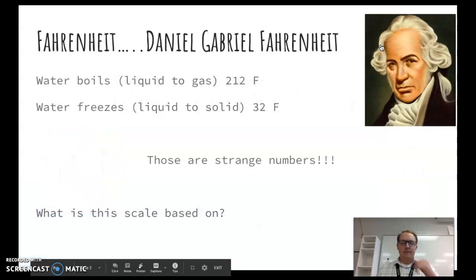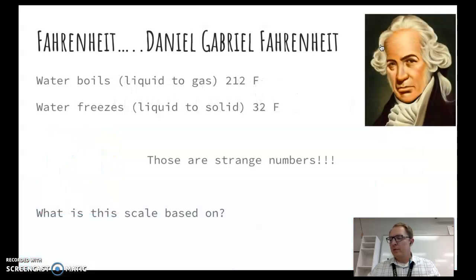Measuring the temperature has been something that people have been doing for many years, right? But we have three main scales. Here's the first one that you're probably the most familiar with if you're from this country. Fahrenheit, meaning Daniel Gabriel Fahrenheit, came up with this method for measuring temperature. Water boils at 212 degrees Fahrenheit. Water freezes at 32 degrees Fahrenheit.